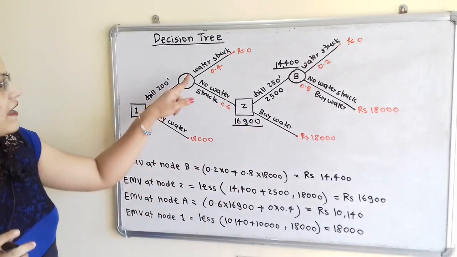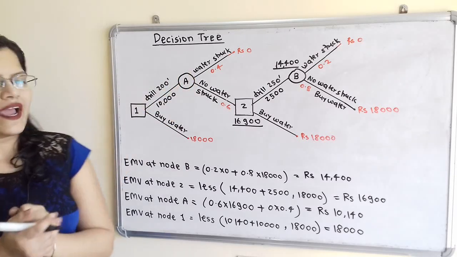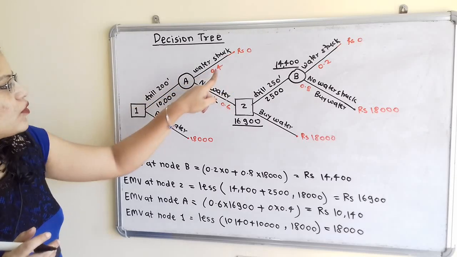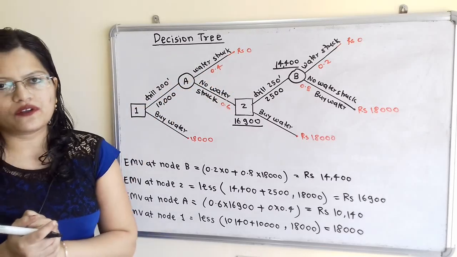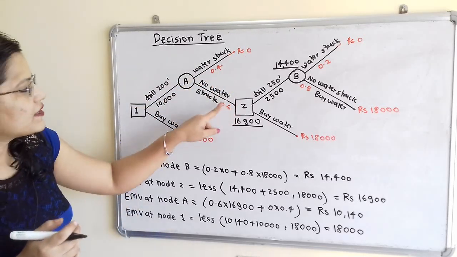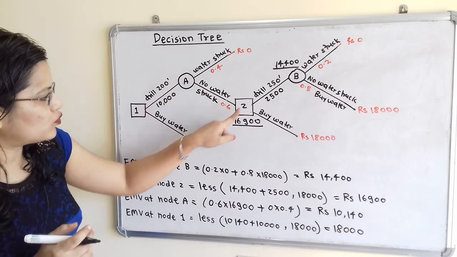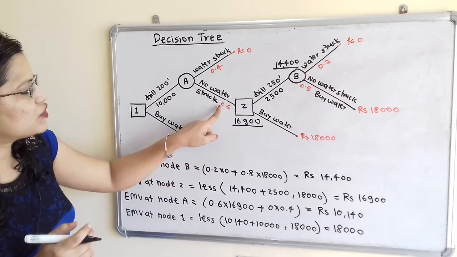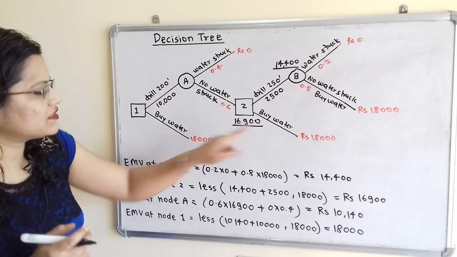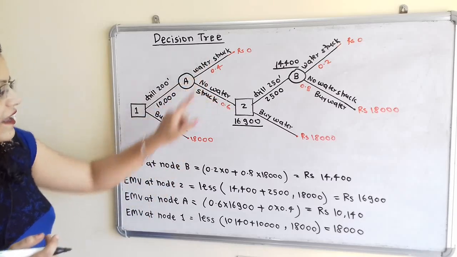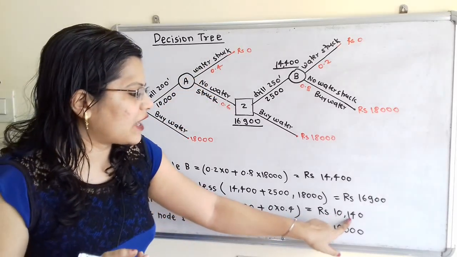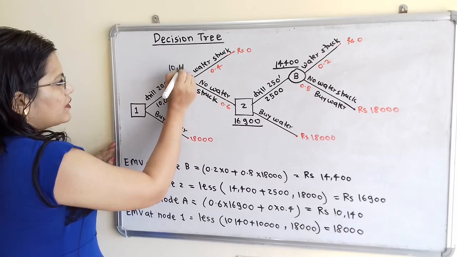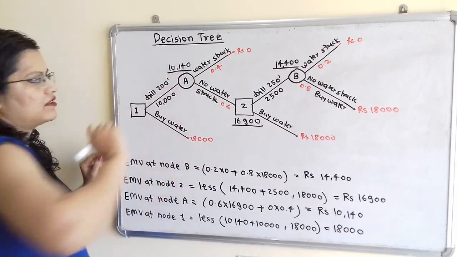Now again we will calculate the expected monetary value at node A. So at node A we have to write here 0 multiplied by 0.4 plus, now this branch ended at node 2 and this node 2 has value 16,900. So plus 0.6 into 16,900. When we calculate this we will get the answer 10,140. So I will mention here 10,140. I will underline it.